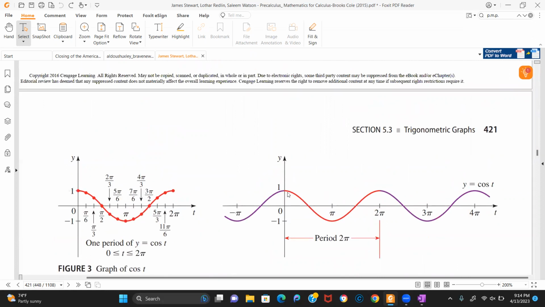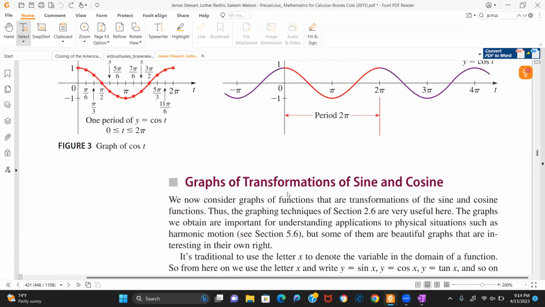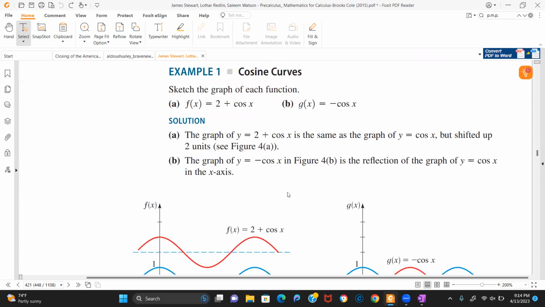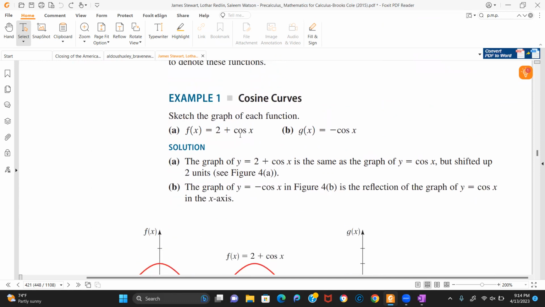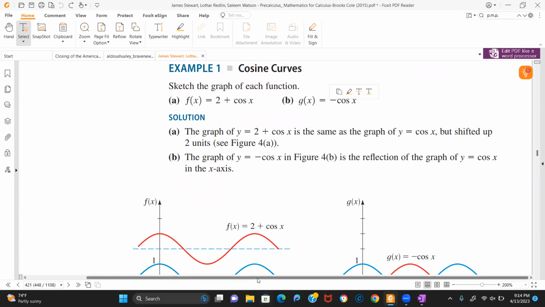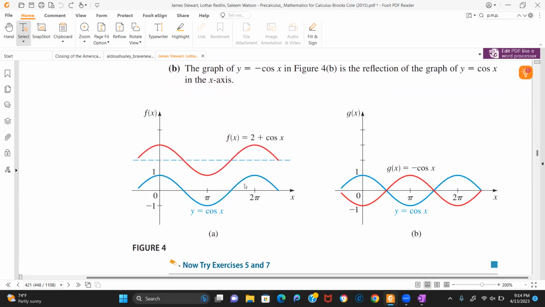So that's the basic graph of sine and cosine. And just like with all the other functions we looked at, anything else is going to be a transformation. So we can take cosine and shift it up 2 units vertically. And then we can multiply cosine by negative, and that will reflect it over the y-axis. So here is f of x. The graph in blue is the graph of cosine x. Then the graph of f is the one in red, because you shift it up 2 units.